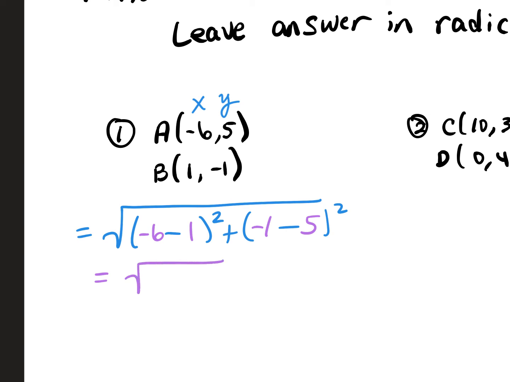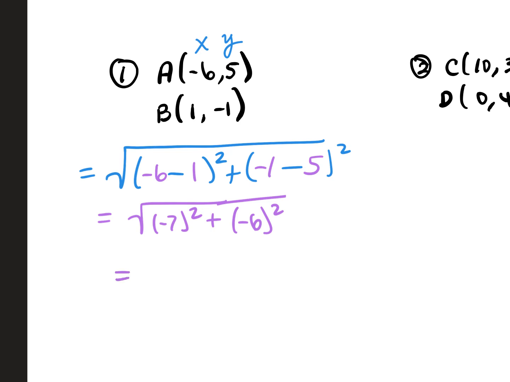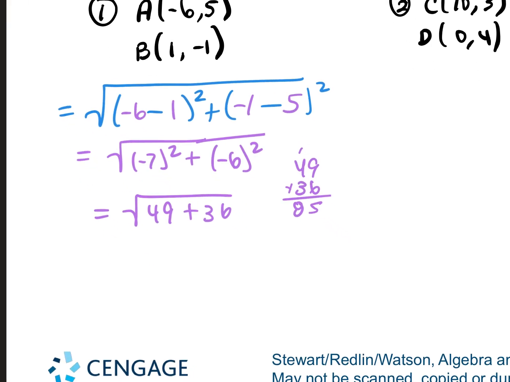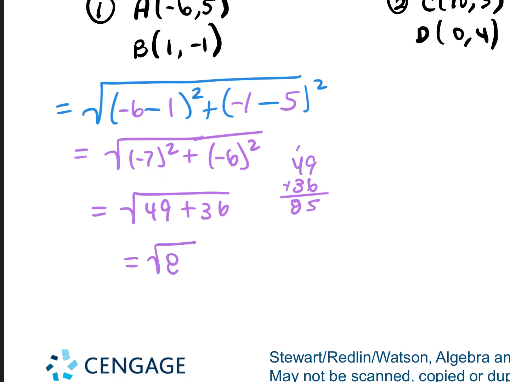So -6 minus 1 is -7 squared plus -1 minus 5 is -6 squared, correct? What's -7 squared? 49, good. What is -6 squared? 36. Okay, if you don't know that in your head, write it down to the side. 9 and 6 is 15. Carry the 1, I get 85. So I have the square root of 85.